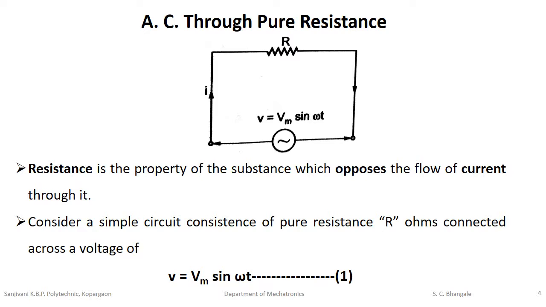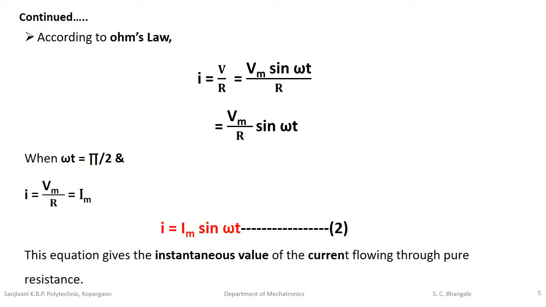In this circuit diagram, resistor R is connected in series with the applied voltage. Or we can say that the voltage having value V equals Vm sin omega t is applied across a resistor R. Consider a simple circuit consisting of pure resistance R ohms connected across a voltage of V equals Vm sin omega t. Let's say this is equation number 1.